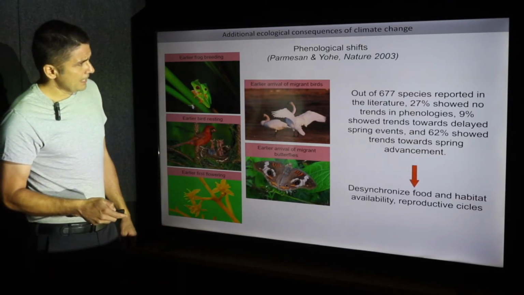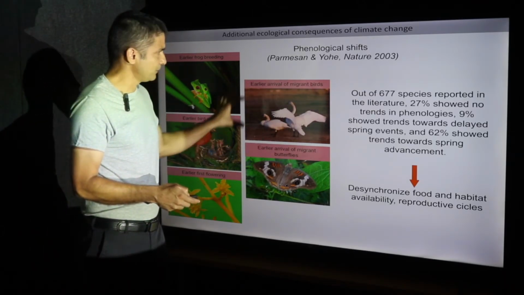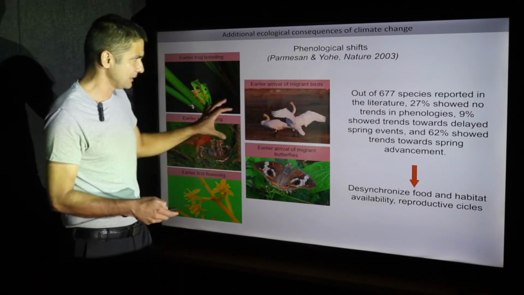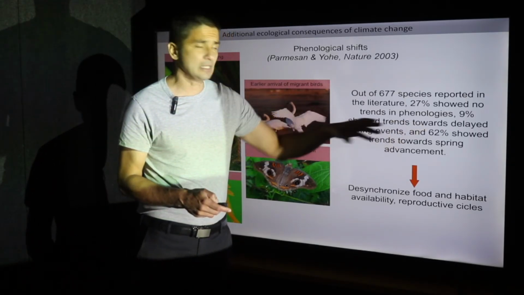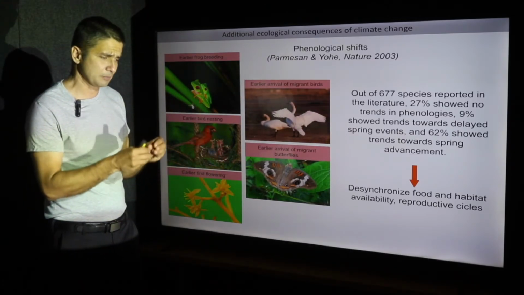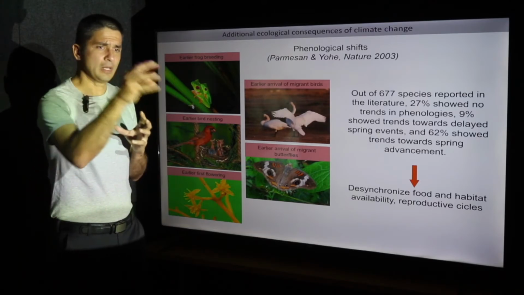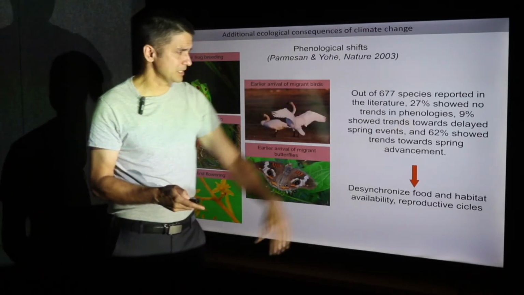So again, these phenological changes are massive. Of all of the species that we had data for, it has been found that 62% of the species that had been studied had some type of phenological change. Again, either reproducing sooner or arriving to places sooner. 62% of those species.